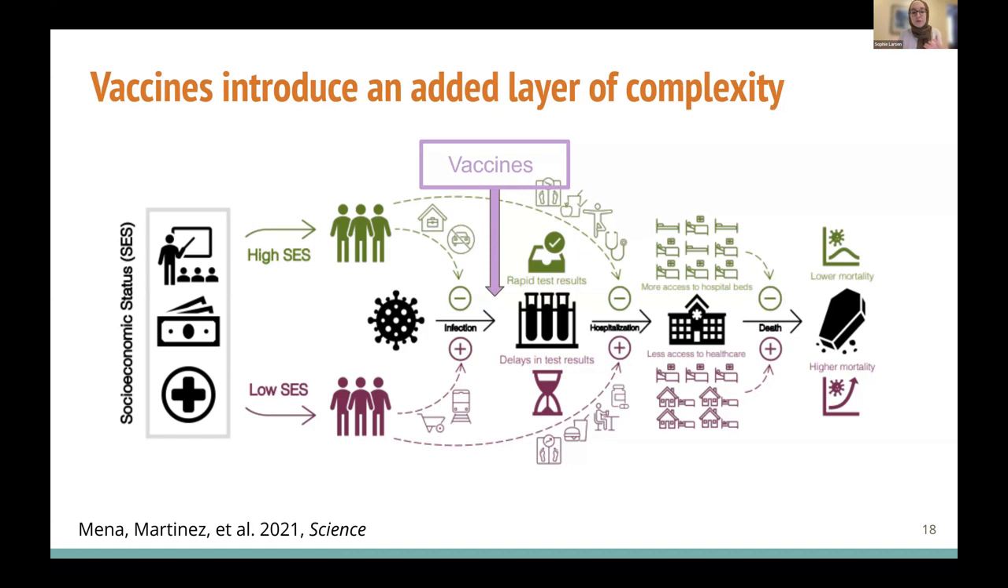And then this was, of course, published at the beginning or the middle of vaccine rollout. And vaccines introduce an added layer of complexity to these pathways. They might block infection, they might block hospitalization, they might prevent mortality, but how are they going to be distributed, and what communities are going to have access, and how might that change these dynamics?